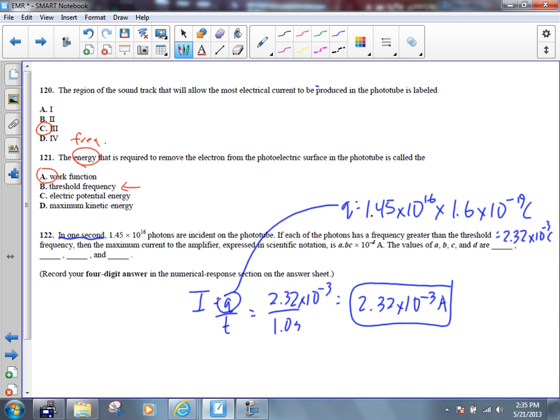How do we express that? A decimal BC times 10 to the D? 2.32 times 10 to the negative 3. We drop the decimal point there.